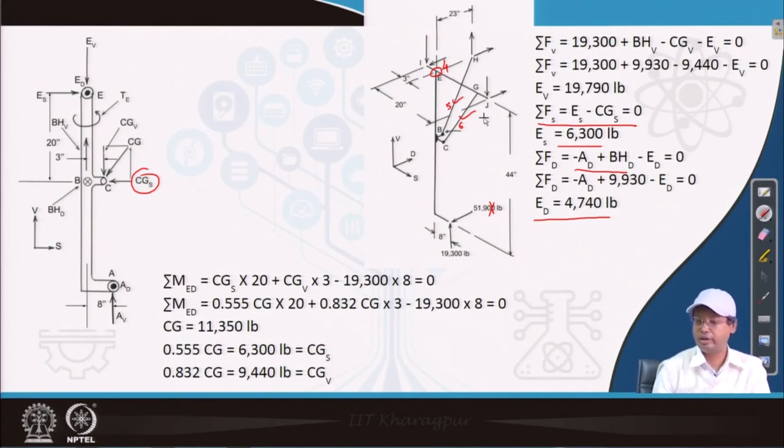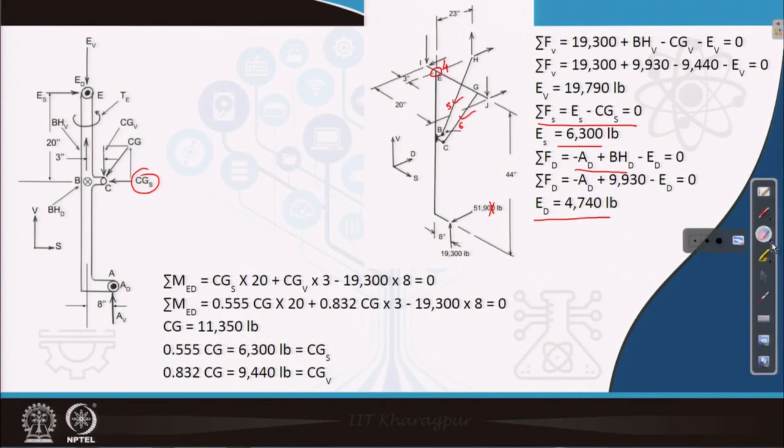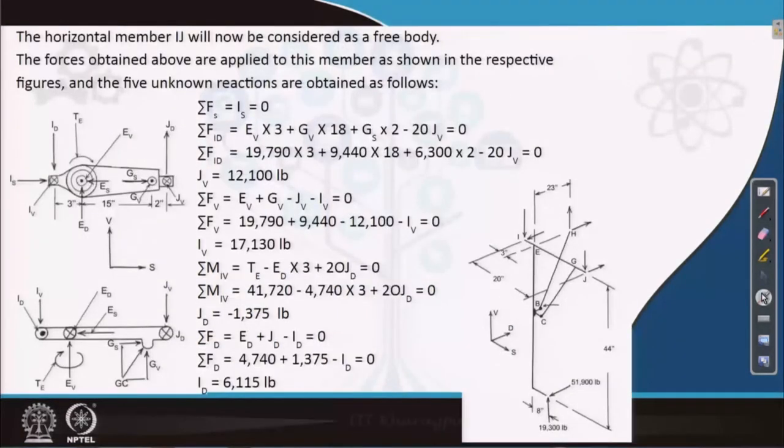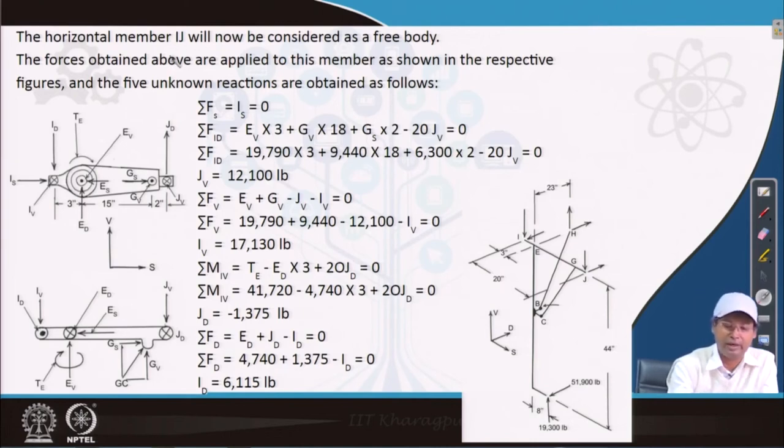So, we will see in our next drawing the detailed drawing of the figure of IJ and how all those forces are acting on it. We have to find out the member forces in the member IJ, and the free body diagram is shown below. IJ will now be considered as a free body.